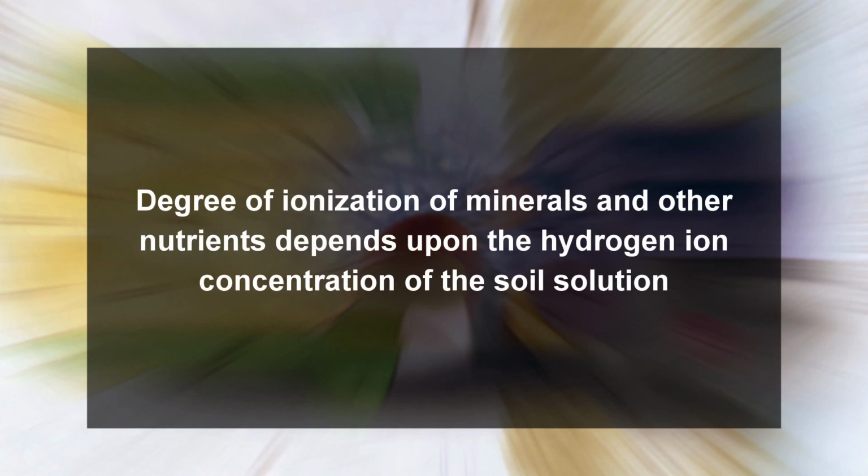Third is pH of the solution. The degree of ionization of minerals and other nutrients depends upon the hydrogen ion concentration of the soil solution. For example, most of the phosphate ions at alkaline pH exist either as bivalent phosphate ions or trivalent phosphate ions. Such ions are not favored for absorption. On the other hand, neutral pH favors the absorption of monovalent ions. So, the soil pH has a significant effect not only on the rate but also the kind of ions taken up.